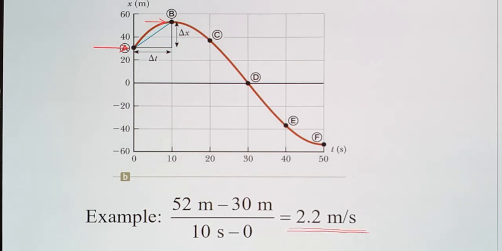Notice, and it's very important, this is a vector in one dimension. Because it's positive, it means it's to the right of the origin. If it was negative, that means it's to the left of the origin. Clear? Because we are talking about average velocity.